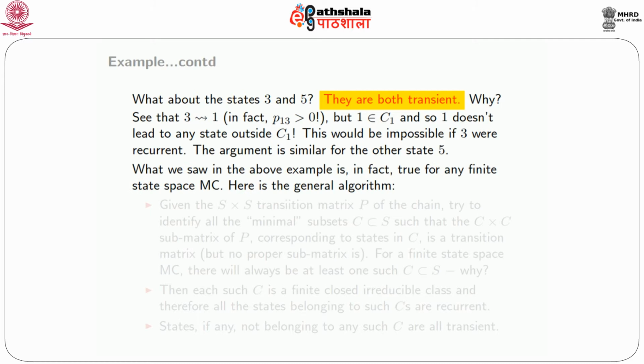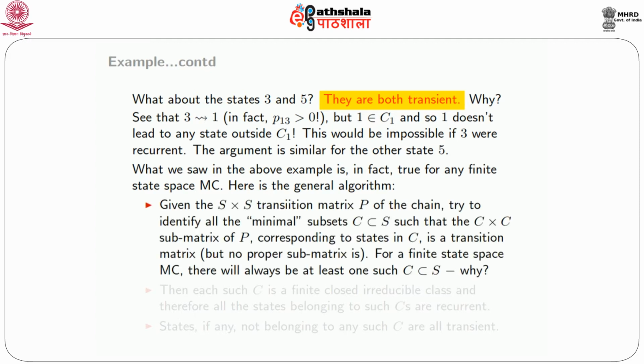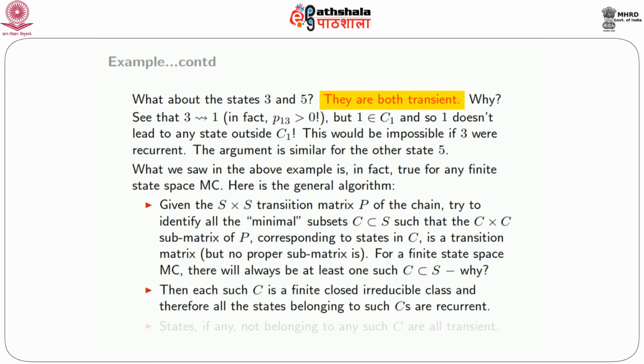So what we saw in the above example is in fact true for any finite state space Markov chain, and here's the general algorithm. Given the S cross S transition matrix P of the chain, try to identify all the minimal subsets C of S such that the C cross C submatrix of P corresponding to states in C is a transition matrix, but no proper subset is. Now, for a finite state space Markov chain, there will always be at least one such C. Try to understand why.